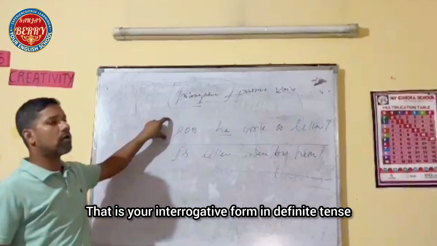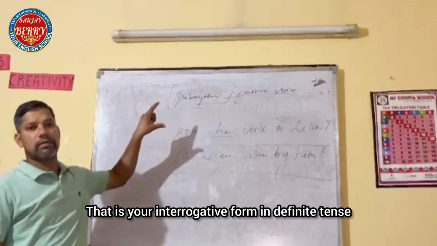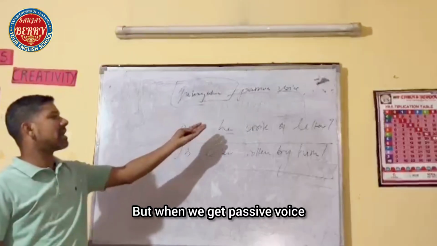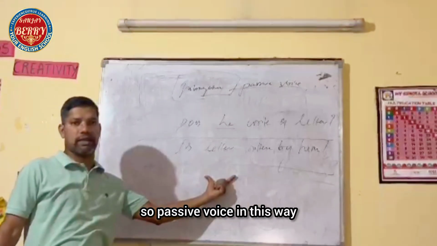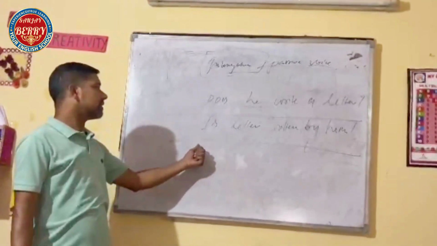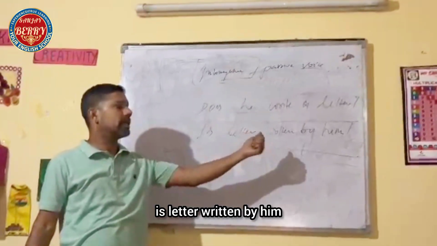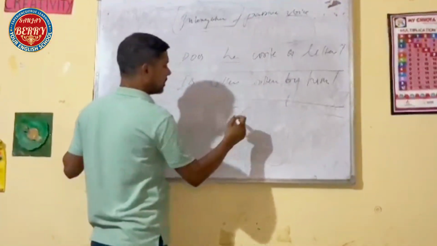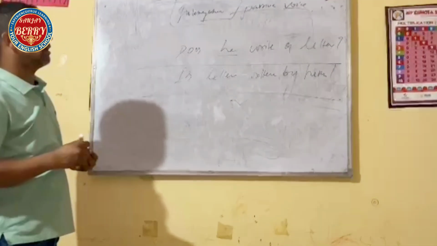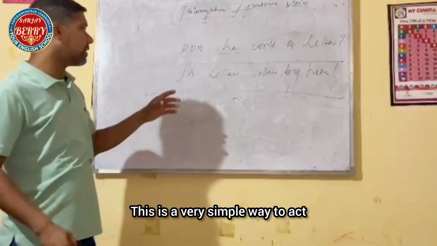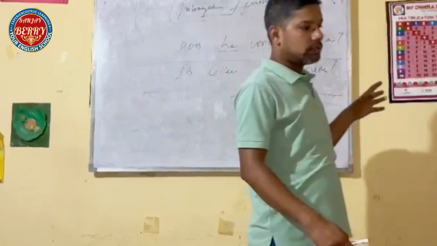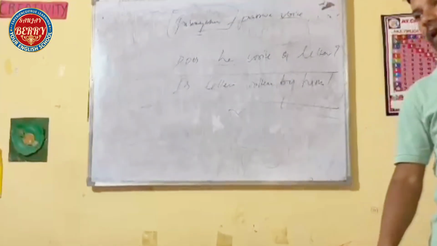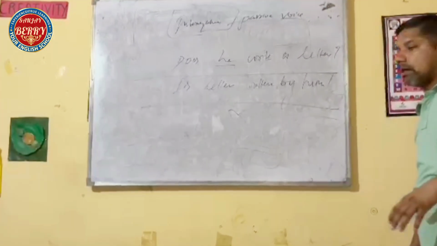That is your interrogative form, indefinite tense. But when we make passive voice, we have to make it in this way: Is letter written by him? Right? Okay guys? Yes, sir. Okay? So this is a very simple way. So please write down, and you have to do it with another sentence.